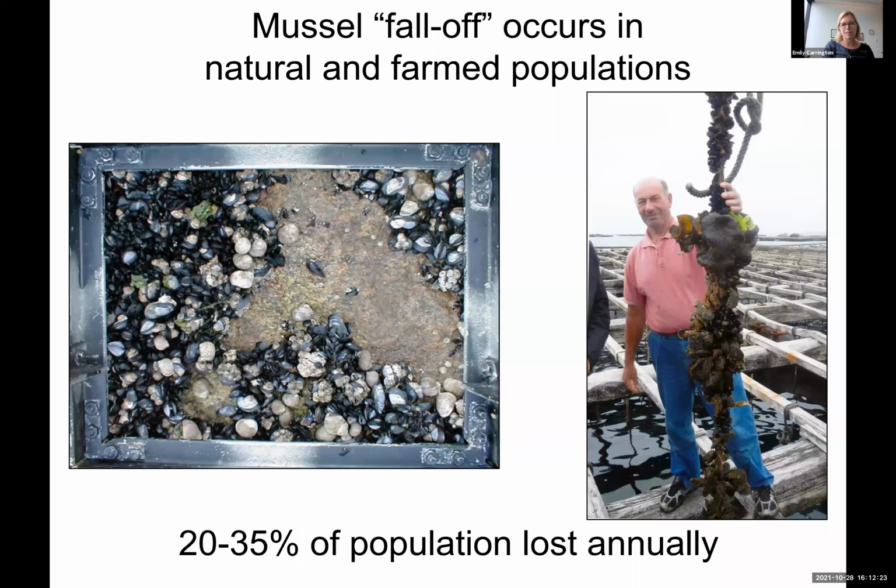So one of the problems in both natural and farm populations is sometimes this attachment strength isn't strong enough, and this causes the animals to become detached. On the left, we see a close-up of a photo quadrat that I took, and this shows a patch formed in what used to be a very dense aggregation of mussels. A storm came through and ripped about half of this quadrat off.